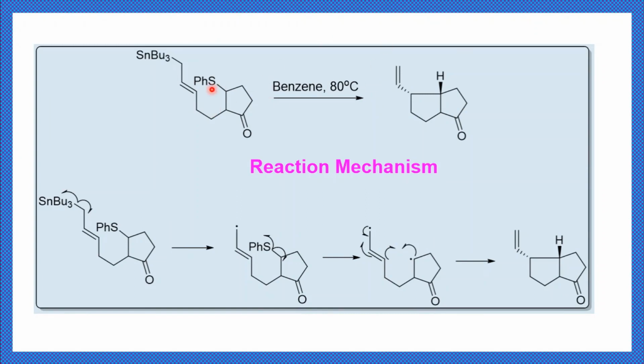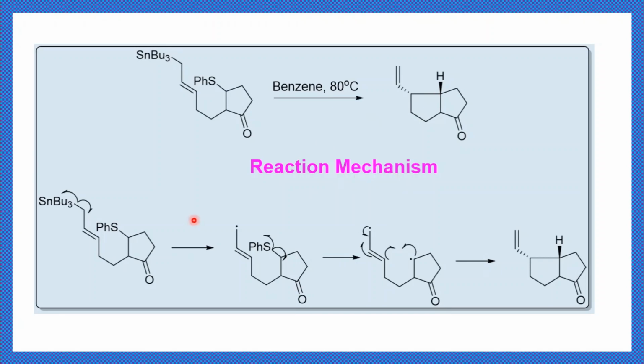So this is your example, this compound in benzene at 80 degrees Celsius. You will get this product, the formation of a 5-membered ring. And the stereochemistry is that this group, this hydrogen and these two groups are trans. This trans one is more stable, so that's why this group is below the plane and this hydrogen is above the plane. Now let's see its reaction mechanism.